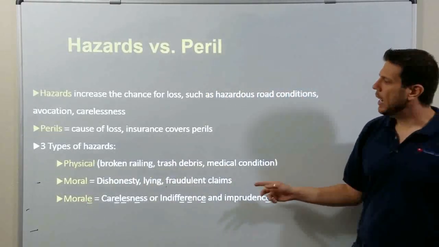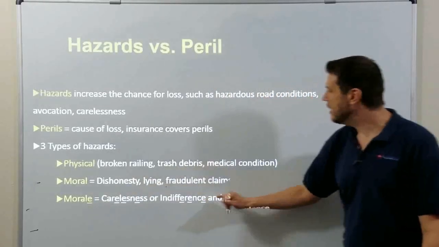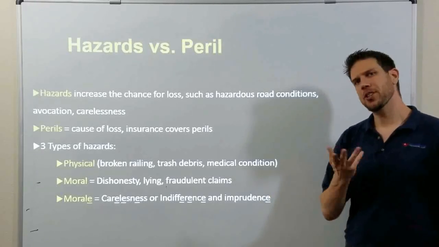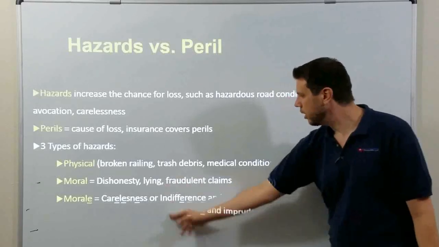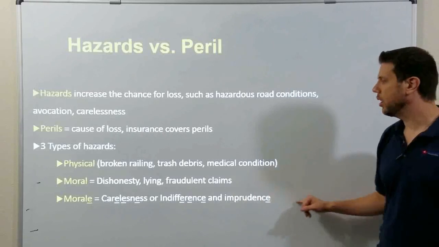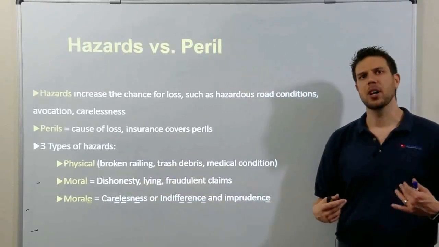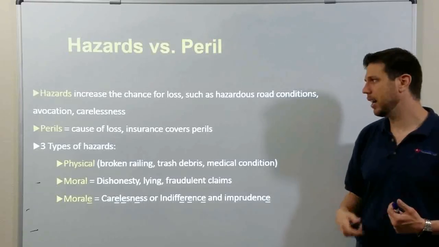A morale hazard ends in an E. Carelessness, indifference, and imprudence all have a bunch of E's in them. So if your test ever asks you, which of the following best describes an indifference to loss, that is a morale hazard. An imprudence to loss ends in an E, morale hazard. Morale hazards are thoughtless actions where you can't really control it at the time.